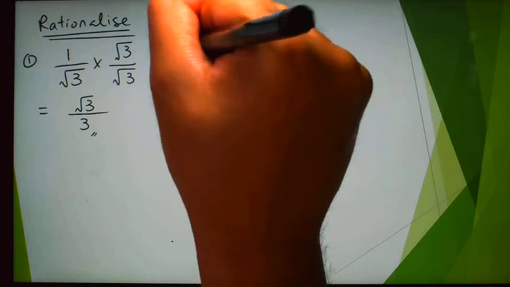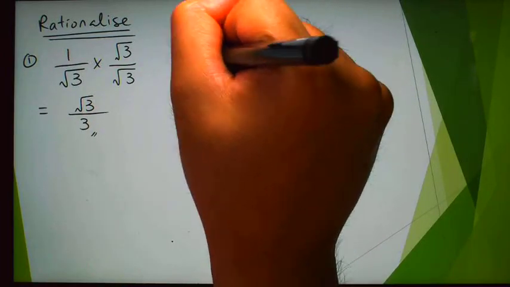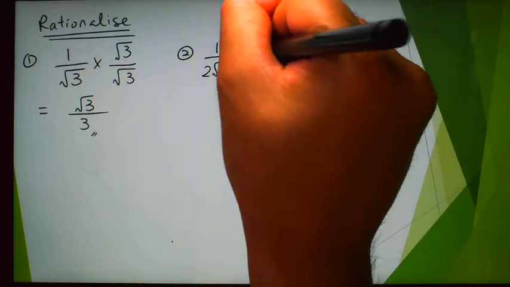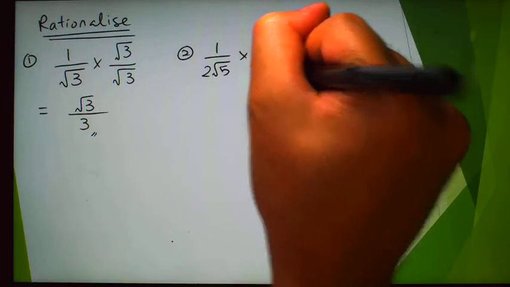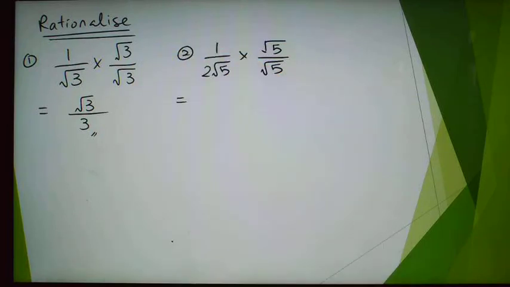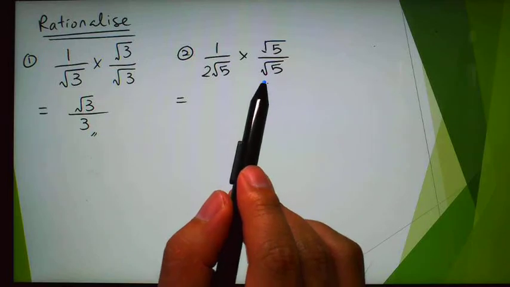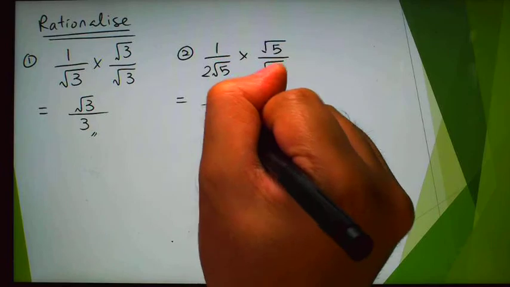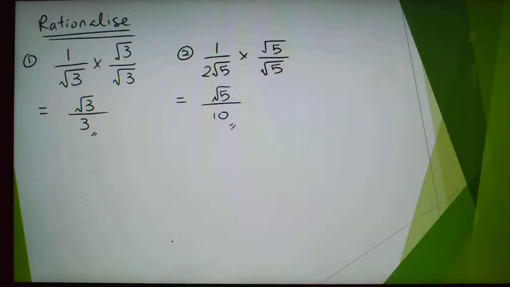Second, if we have 1 over 2 root 5, again, don't multiply by 2 root 5. Just multiply by root 5 is fine. Why? Because I just want to get rid of the square root. Don't multiply 2 root 5, just multiply root 5 will be fine. 2 times 5, 10. 1 times root 5, and that will do. Okay? Very easy.